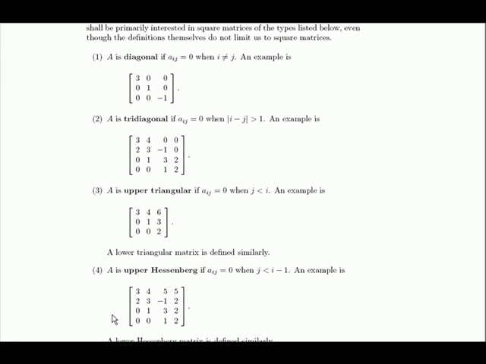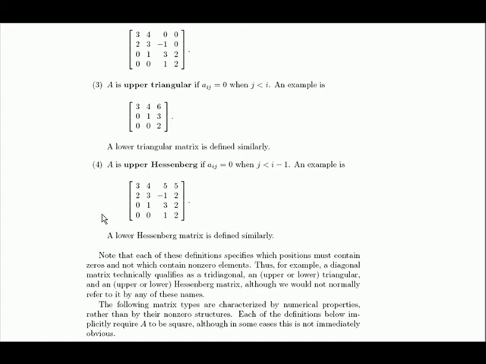An upper Hessenberg matrix is almost upper triangular, but it has one extra subdiagonal of non-zero or possibly non-zero elements. We'll deal with upper Hessenberg matrices in Chapter 3 when we're trying to extract the eigenvalues.